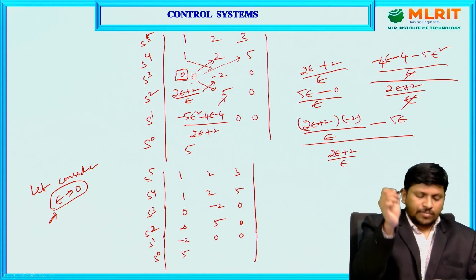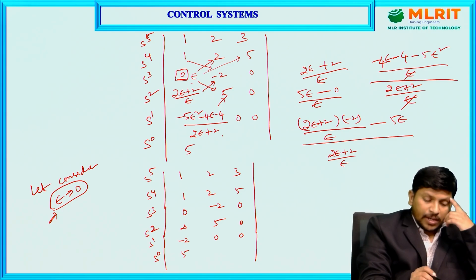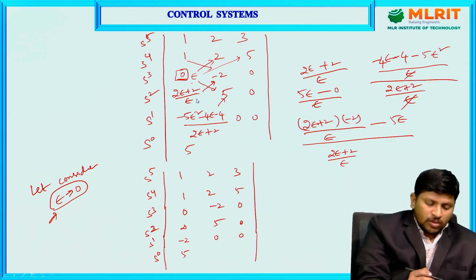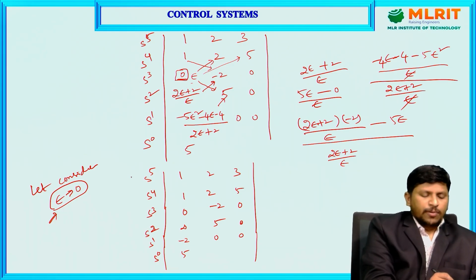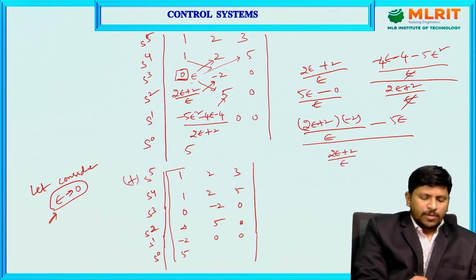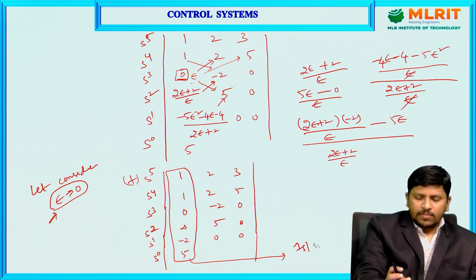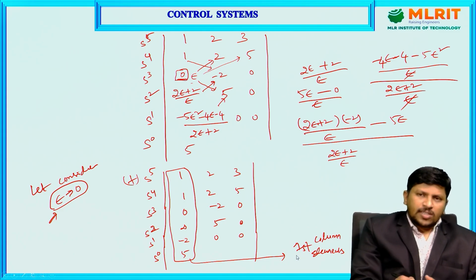See, observe here, the value is infinity, so here the negative value is minus 2. So how many roots are changed? This s power of 5 has a positive coefficient. Observe the first column elements. Is there any sign change?